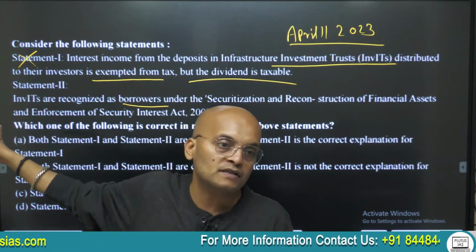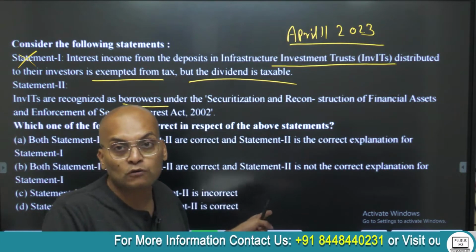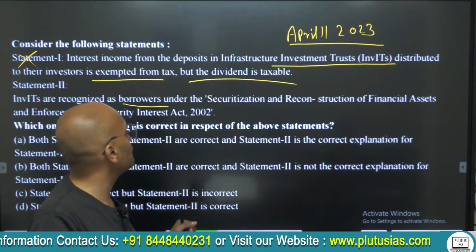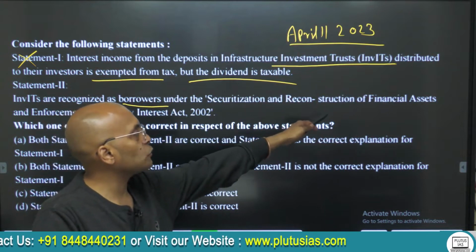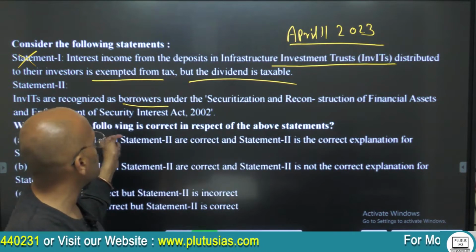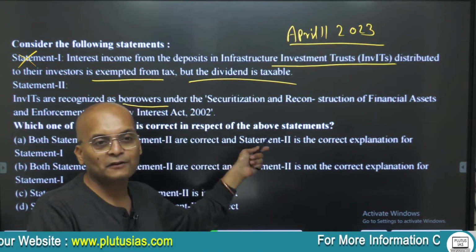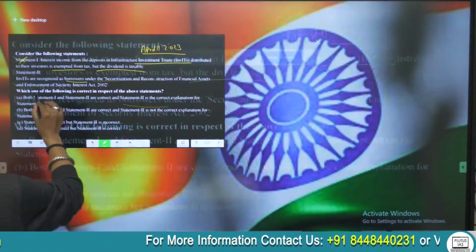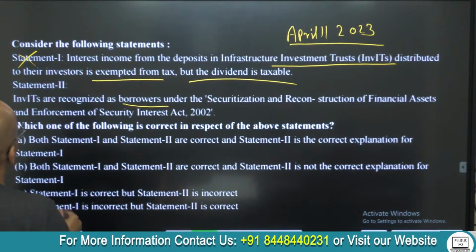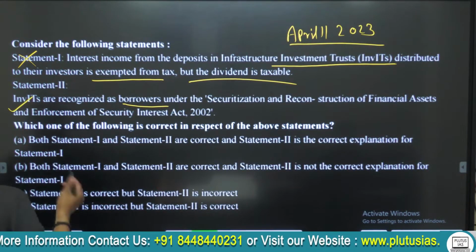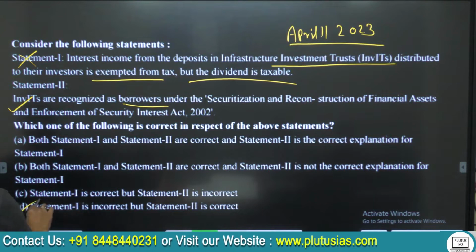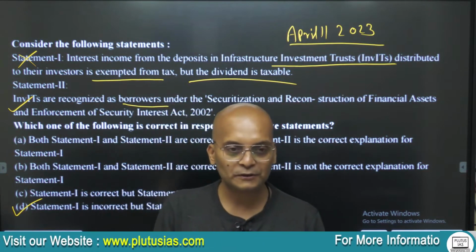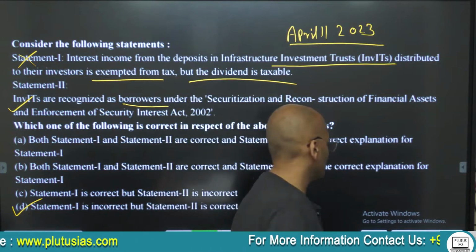They are the borrowers. According to the SARFAESI Act of 2002, they have given the full form of the SARFAESI Act so as to confuse you. Securitisation and Reconstruction of Financial Assets and Enforcement of Security Interest Act 2002. Okay, so statement 2 is correct. Statement 1 is wrong. So which means option D, statement 1 is incorrect and statement 2 is correct. Understood? Right. Okay, moving on.